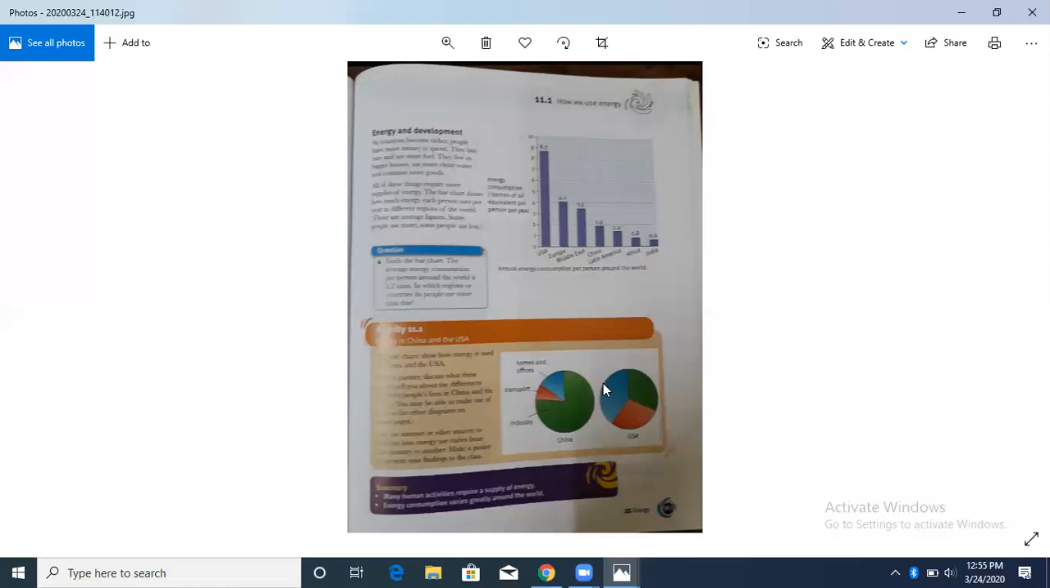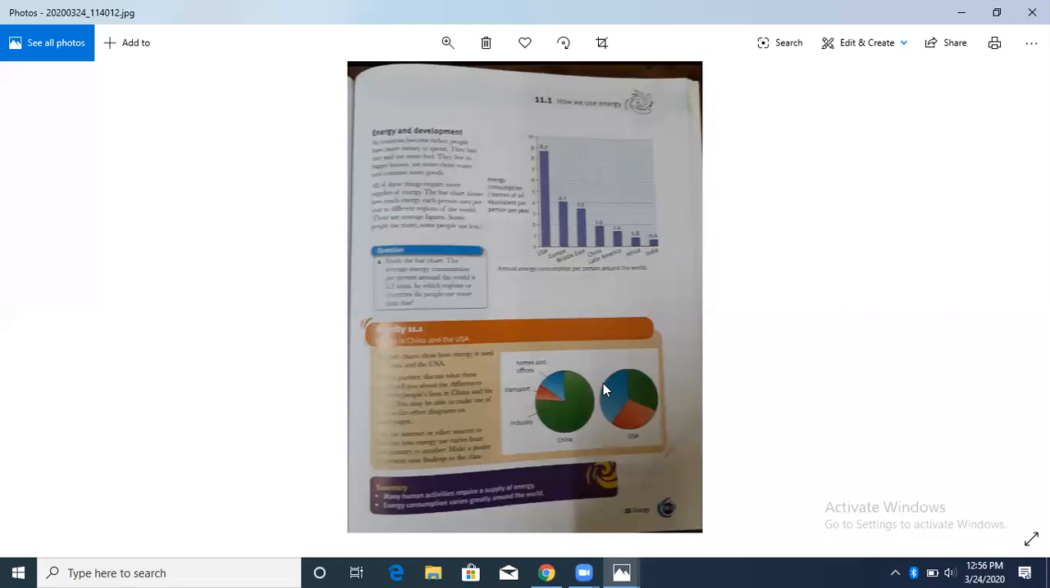So there is a bar chart they have given. The bar chart shows how much energy each person uses per year in different regions of the world. That is what the bar chart represents.